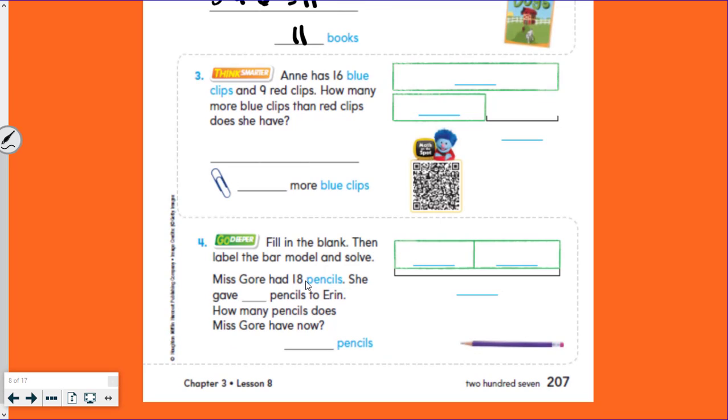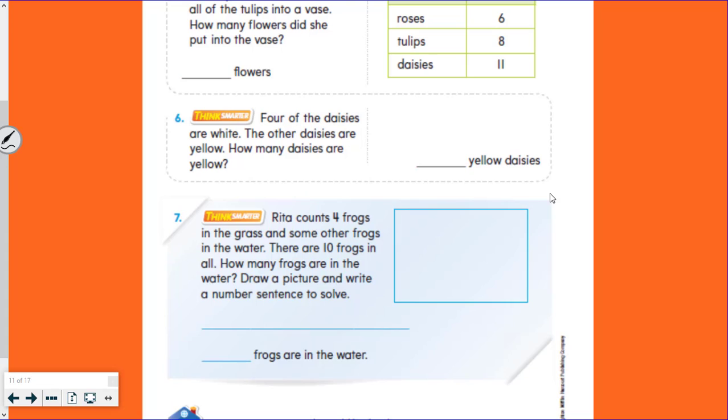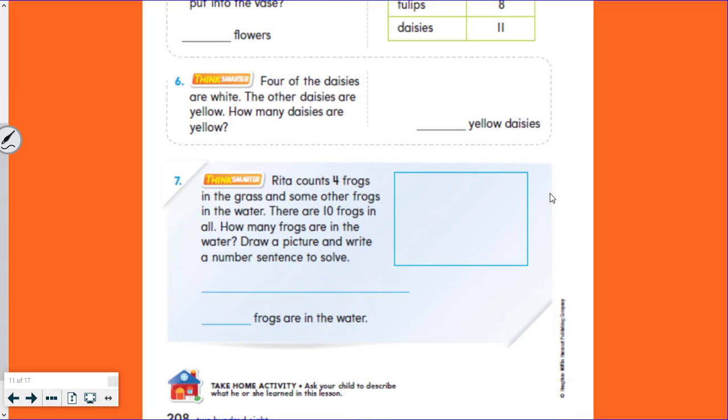All right, let's go to page 208. And let's work through number 7. All right, so Rita counts 4 frogs in the grass. Okay, that's important. 4 frogs in the grass, and some other frogs in the water. So some, but we don't know how many. There are 10 frogs in all. How many frogs are in the water? Draw a picture and write a number sentence to solve.